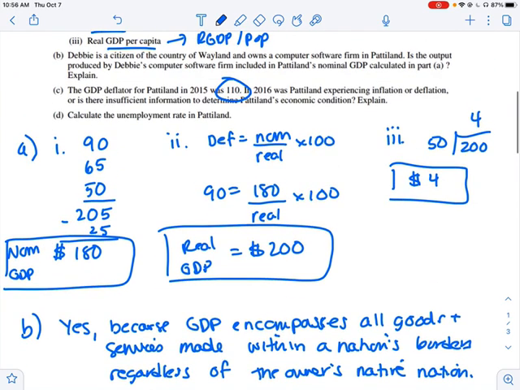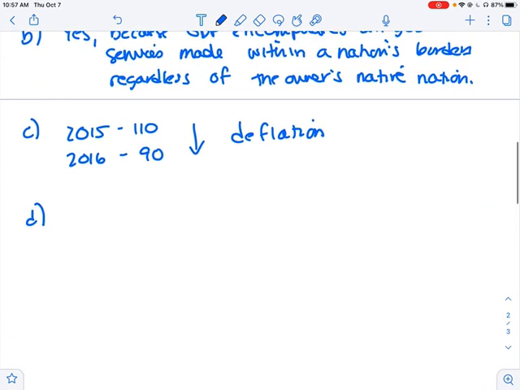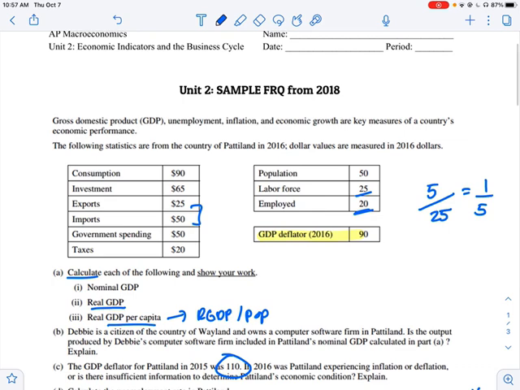And then for part D, it says calculate the unemployment rate. So I'm actually going to do that up here. So the total population is 50, all right, and the labor force is 25. So remember that when we calculate the unemployment rate, we only want to use the people that are in the labor force. There's 20 people that are employed, so that tells me that there's 5 people who are unemployed. So 5 out of 25 is the same as 1/5, but you have to give a percentage for the unemployment rate. So the unemployment rate is going to be 20% because 1/5 is 20%. 1/5 is the same as 0.2. And then that is going to be times 100 to get us to a percentage. So you're going to get 20% there. So that's the Pattiland question from 2018.